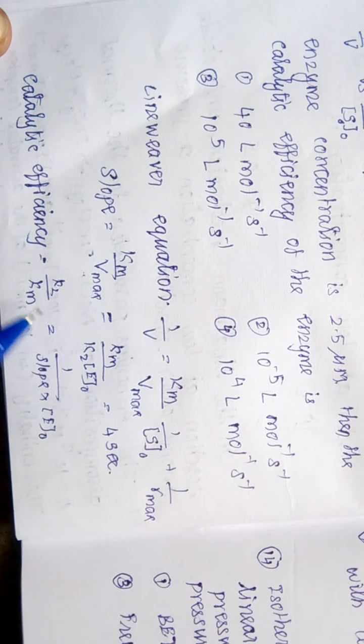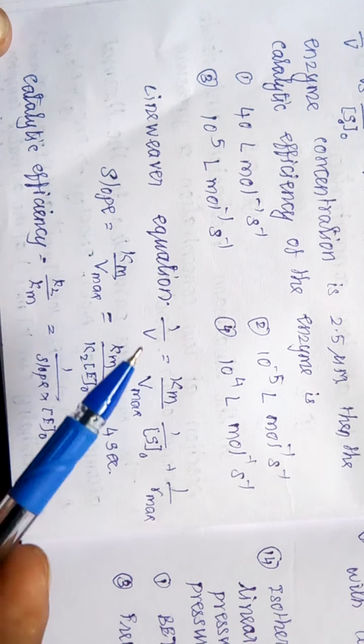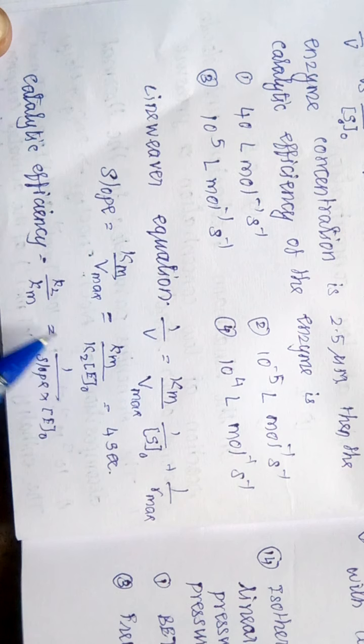But k2 by Km is the catalytic efficiency. So when you multiply on both sides by E naught, E naught into slope is equal to Km times E naught by k2 into E naught. E naught will get cancelled, so E naught into slope is equal to Km by k2. When you reverse this, k2 by Km, the catalytic efficiency, is equal to 1 by slope into E naught. This is the way you have to rearrange this formula.